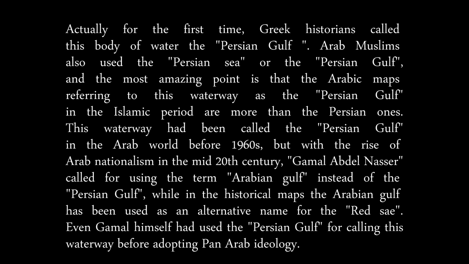This waterway had been called the Persian Gulf in the Arab world before the 1960s, but with the rise of Arab nationalism in the mid-20th century, Gamal Abdel Nasser called for using the term Arabian Gulf instead of the Persian Gulf, while in the historical maps the Arabian Gulf has been used as an alternative name for the Red Sea. Even Gamal himself had used the Persian Gulf for calling this waterway before adopting pan-Arab ideology.